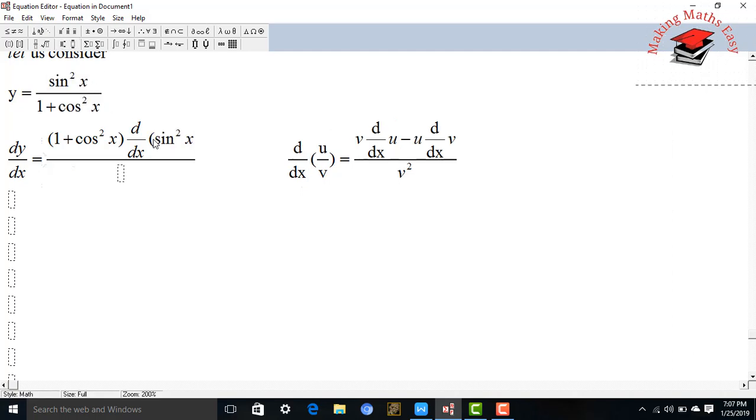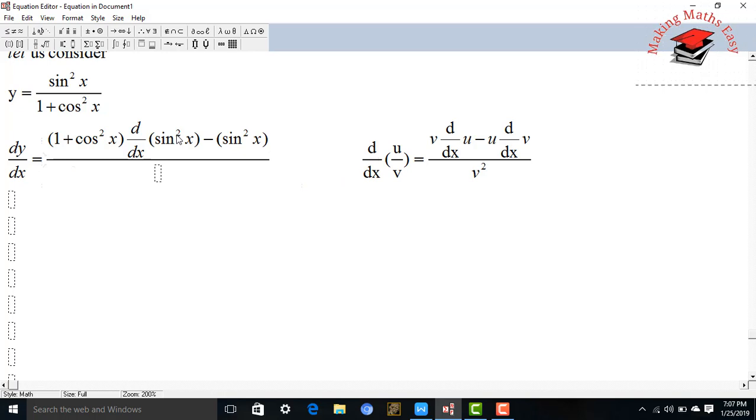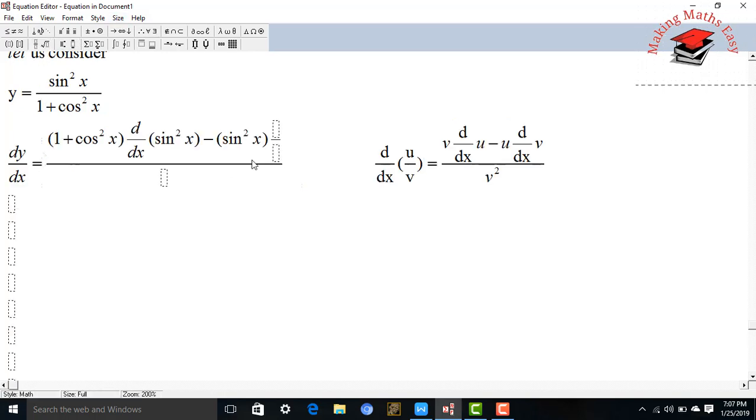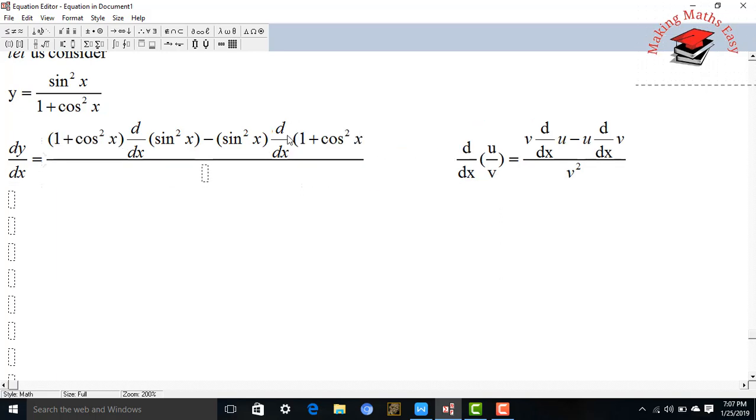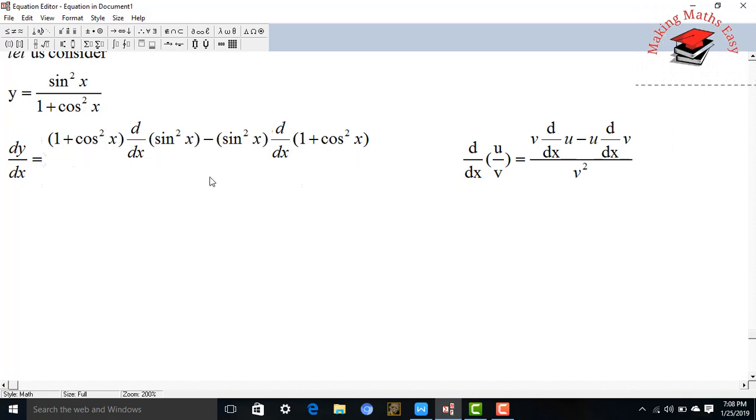So minus sin square x into the derivative of 1 plus cos square x. According to the rule, we have put the values, divided by 1 plus cos square x the whole square. So we have put the values in the formula, and now we will move further and carry out the further derivation.